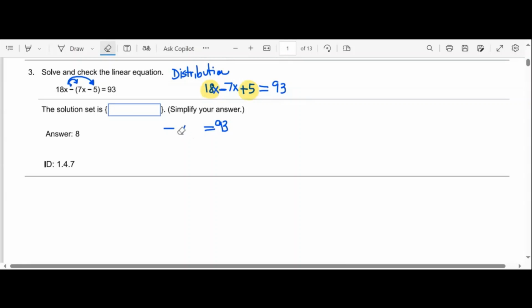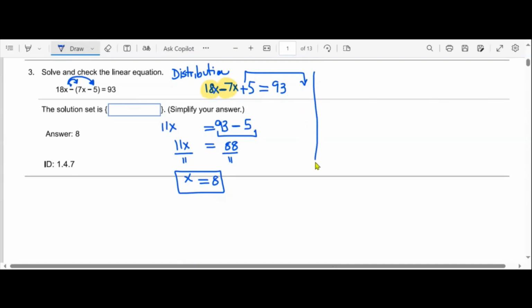Okay. So this one, 18x minus 7x. How much did this give you? 18x minus 7x will give us 11x. 11x equals 93 minus... wait, I have to move the 5 to the other side, right? So it becomes minus 5. How much is going to be together? 88. And you have 11x. So 11x equals 88, divided by 11 on both sides, which is x equals 8. Excellent.